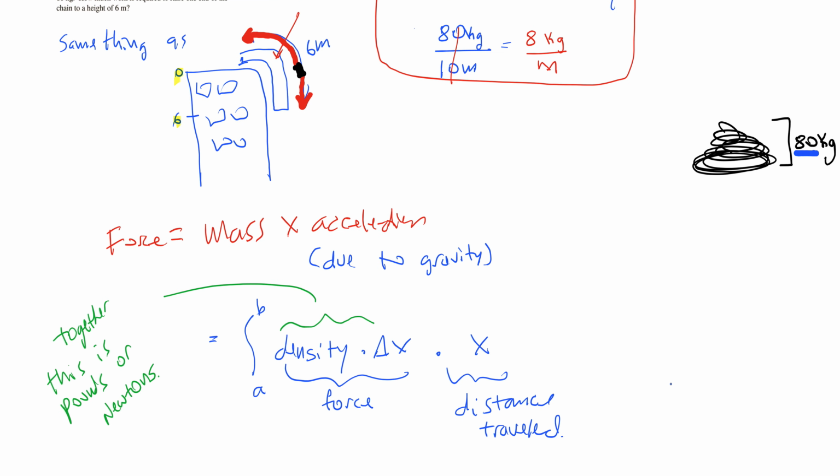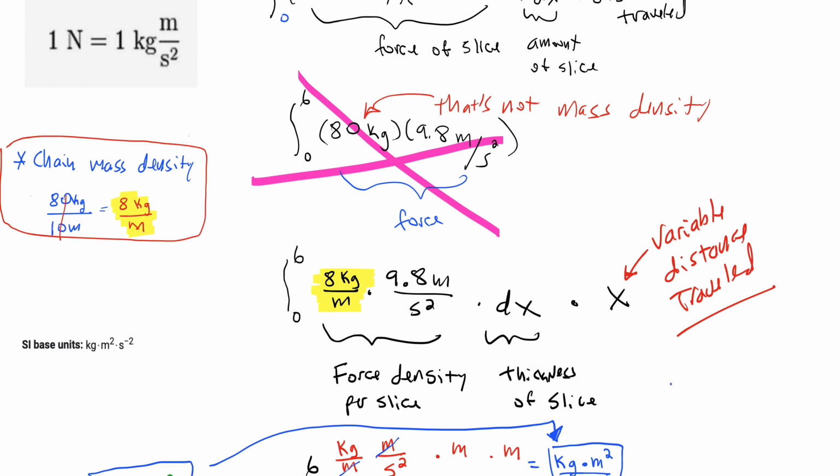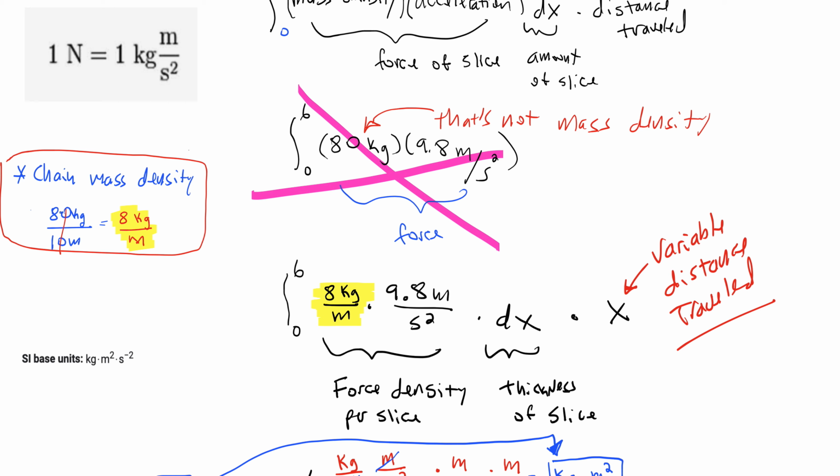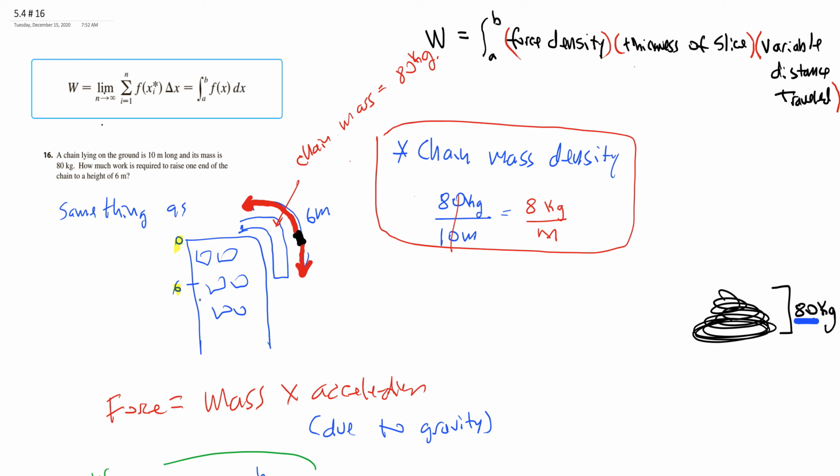I think I did it over here somewhere. Yeah, mass density. You get your 80 kilograms right here, and you divide it by its length, and you get 8 kilograms per meter. That's the mass density. So go back over here, and if we look at our formula, it's force density times thickness of slice. Thickness of slice would always be dx, times the variable distance traveled, which will most often be x, unless you're pulling up the second half of the rope, which is a different problem.